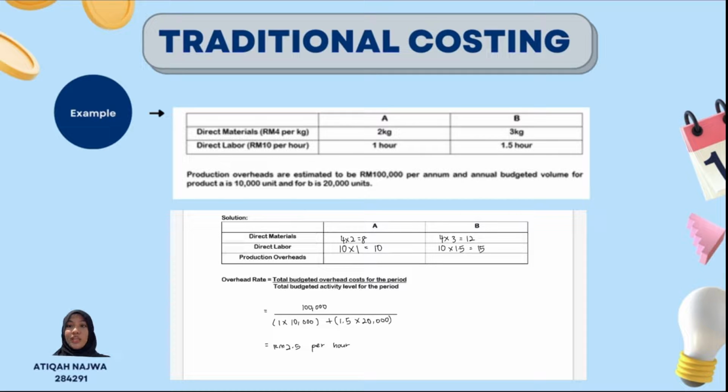And then we sum up and we will get 2.5 ringgit per hour. After that, we multiply by the time used to produce the products. For product A, it is 1 hour, so 2.5 ringgit per hour, so 2.5 times 1 equal to 2.5 ringgit. For product B, it is 1.5, so we take 2.5 ringgit times 1.5 hours, so it is equal to 3.75 ringgit. So this is the solution for this question.